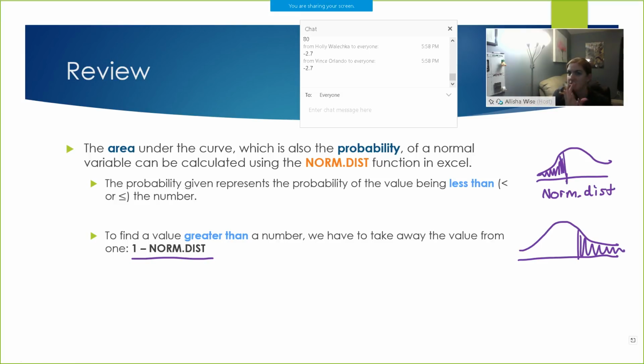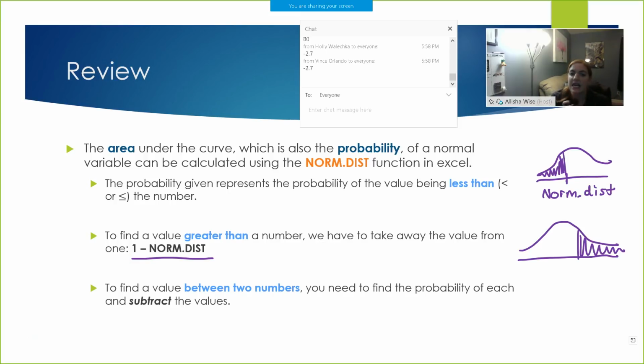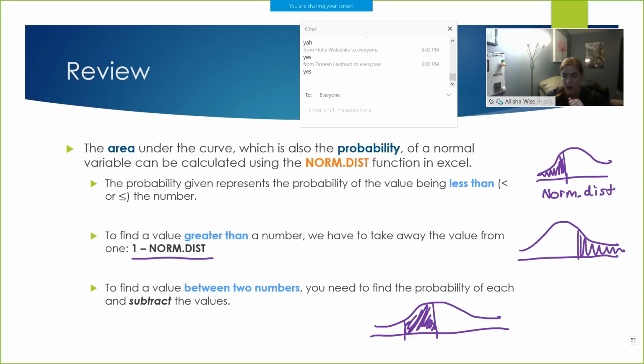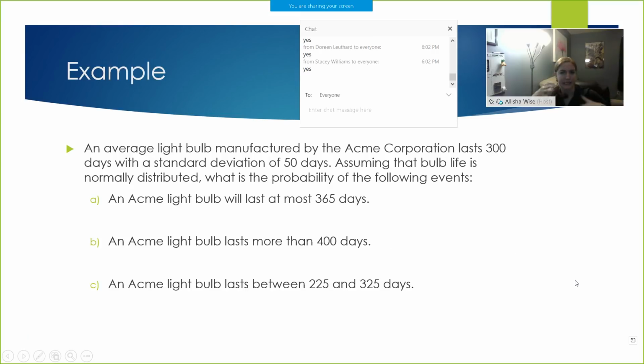We talked about this last in part 1. So if you haven't seen part 1, definitely go back and rewatch it. And then if you want to find the value between two numbers, maybe we want to find it between two z-scores or x-scores, you're going to have to find the probability of each and subtract the smaller number from the larger, excuse me. And we'll go through problems like that. Is this all familiar to everybody? Does everybody remember this from part 1? Okay. We will talk about it more, but I just want to make sure everybody's kind of on the same page.